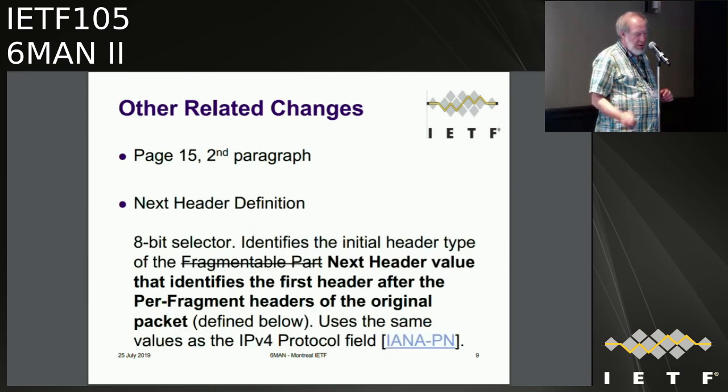And the other related change, if we're going in this direction, would be on page 15, second paragraph, the next header definition. Instead of saying identify as the initial header type of the fragmentable part, it should say initial header type of the next header value that identifies the first header after the per fragment headers of the original packet as defined below.